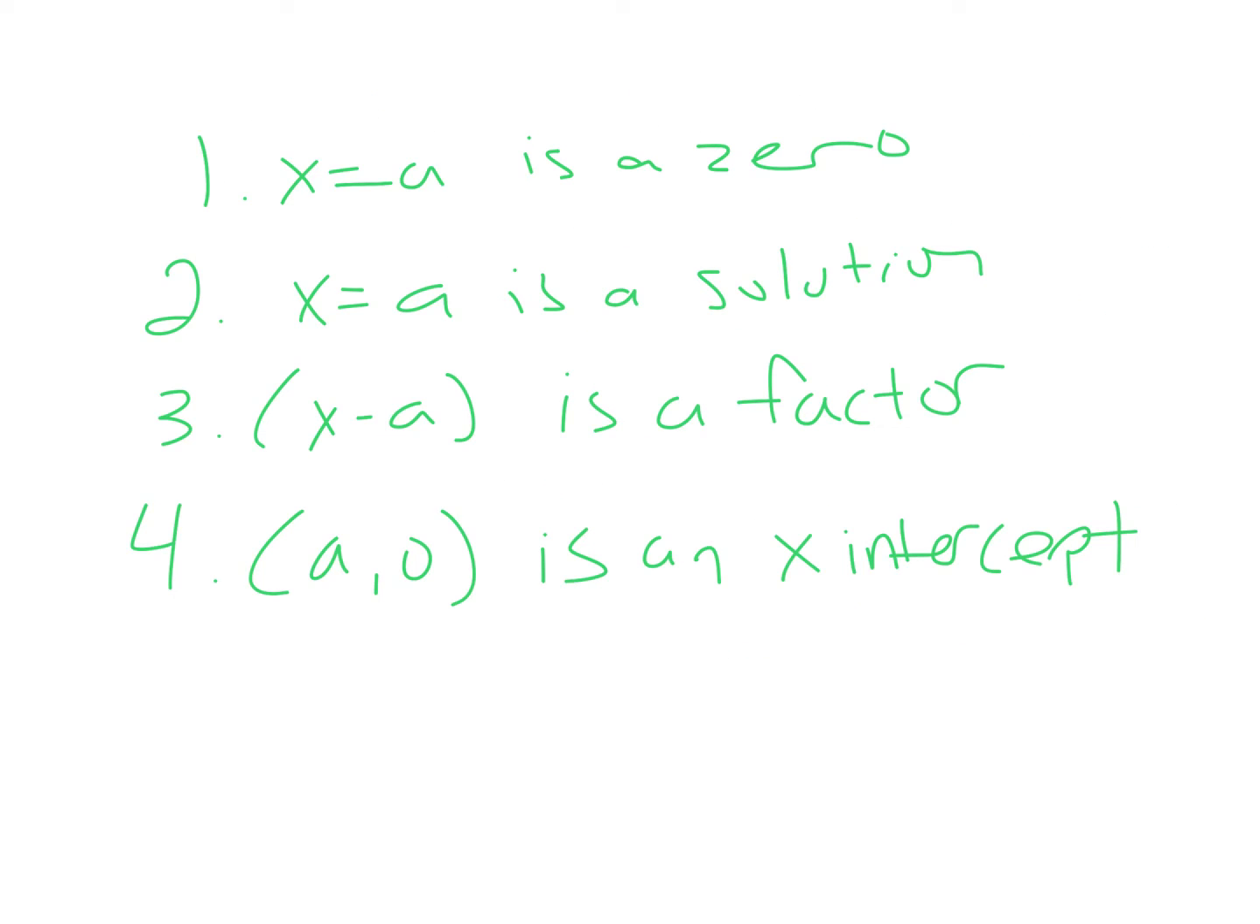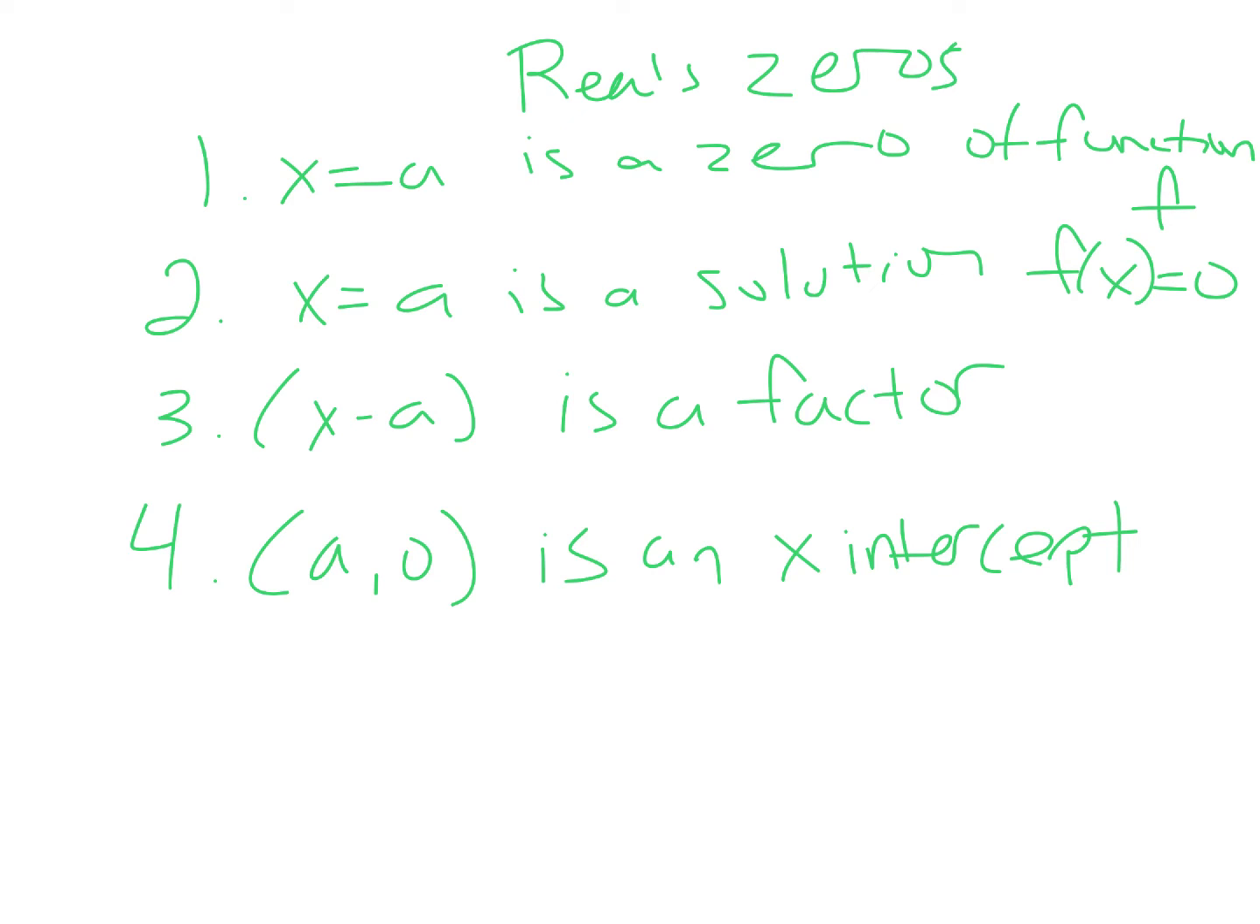Alright, so there are four different ways that we can write the real zeros of a polynomial function, depending on what's being asked. The first way is x equals a is a zero of the function f. The second way is x equals a is a solution of the polynomial equation f of x equals 0.